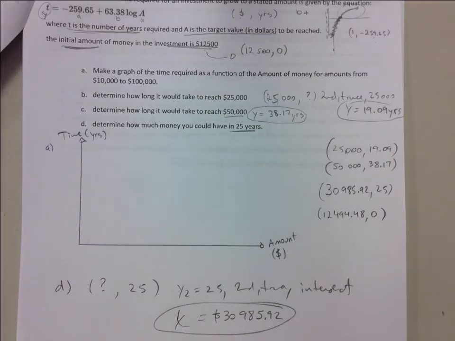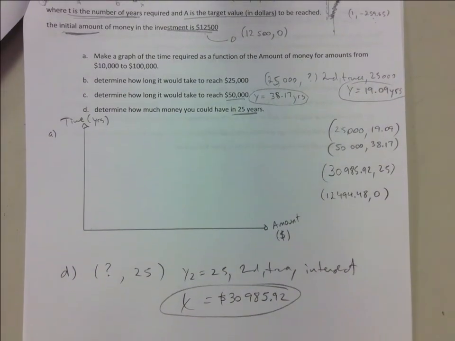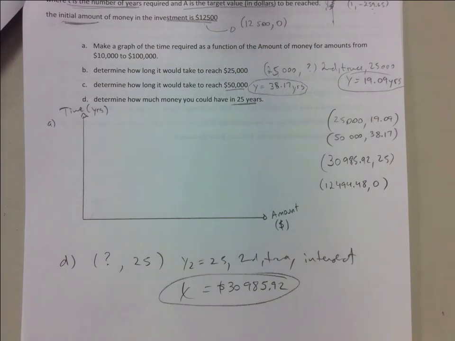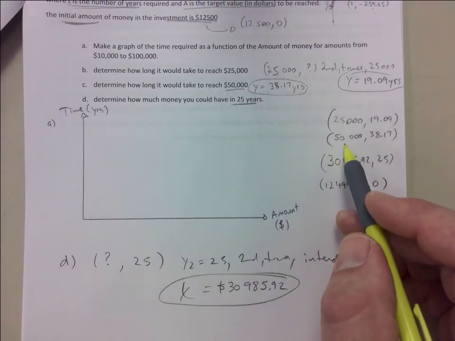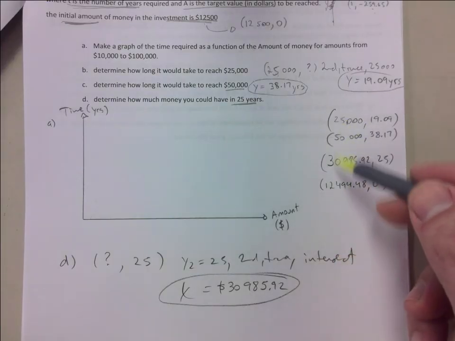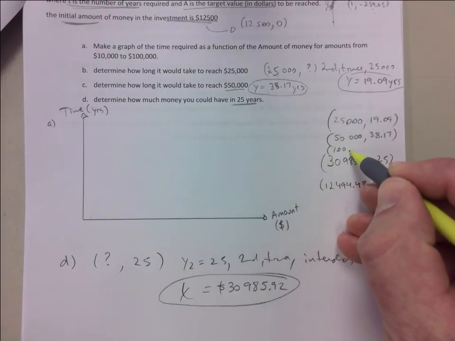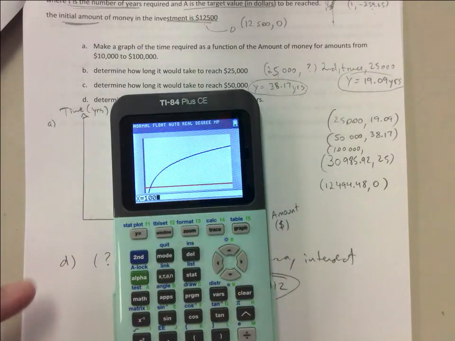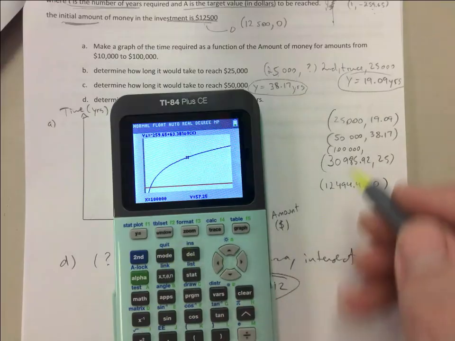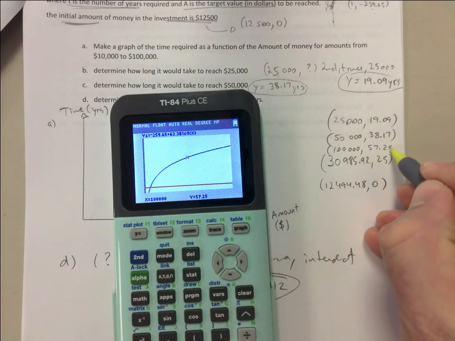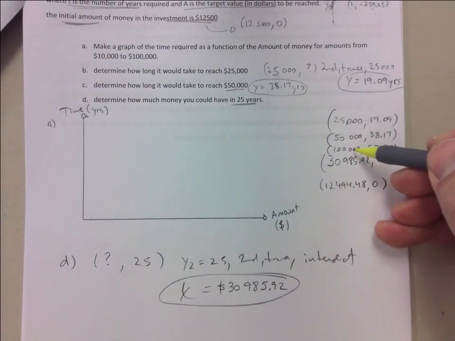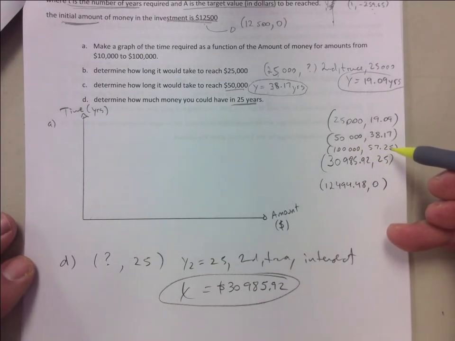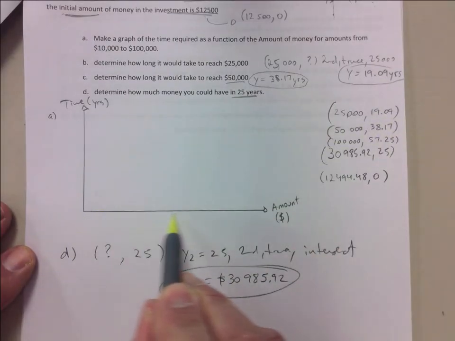Sometimes when you model something, it's not exactly perfectly lined up. Okay, so let's graph this. What do we need? It says to include up to $100,000. We don't have $100,000 in our arsenal here, but we can quickly find that, right? I'm just going to do that. So second trace 1, I'm going to find the time it takes for 100,000. That's 57.25. No big deal.